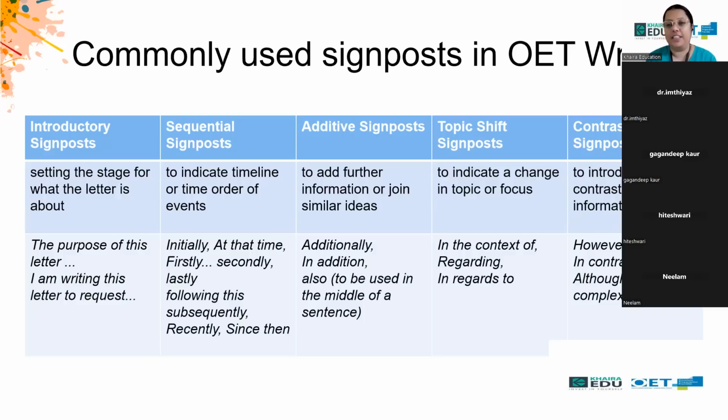Then we have additive signposts. Let's understand what are these. Many a times you have a lot of information to be given to the reader about similar ideas. And we do make lists to add those similar ideas, but sometimes the information is such that you have to put it into different sentences or different independent clauses. In such cases, to add further information or to join similar ideas, we use additive signposts. The examples of these are additionally, in addition, also.